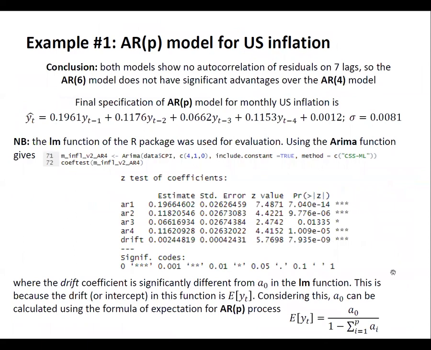Here is the conclusion. The final specification of the ARP model for monthly inflation is the AR4 model. Here are the coefficients of our autoregressive model. This is the coefficient A0. This is the standard deviation of the residuals.